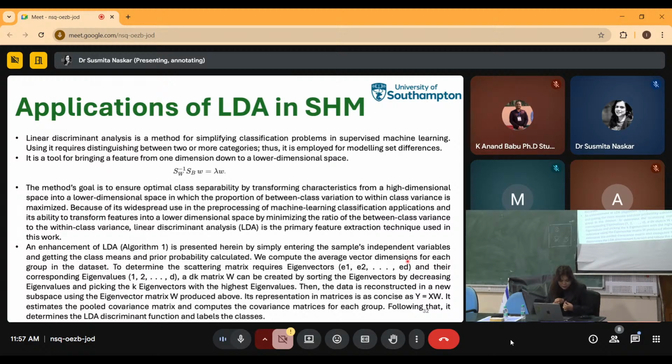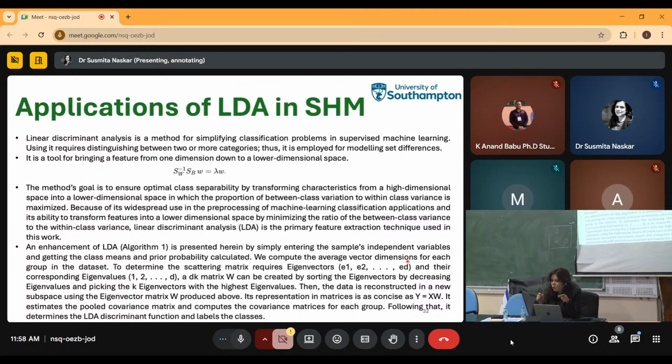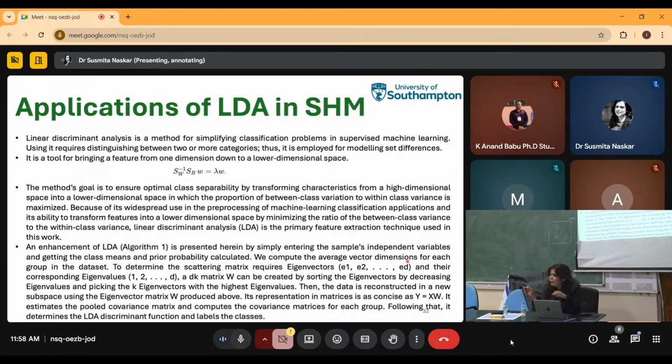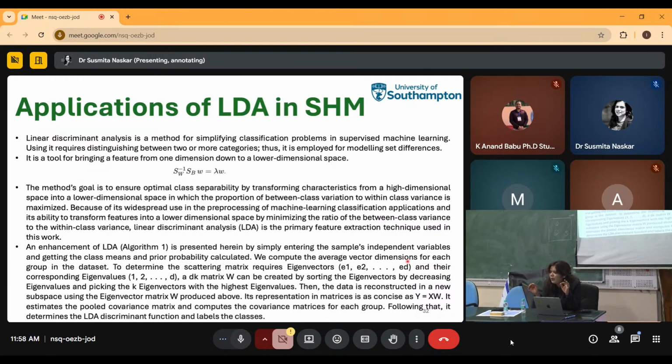But you have to remember that this is a supervised method. You have to identify healthy and damaged states very clearly. If you do not label the data, you will not be able to use this one, right? So that's the easiest way to calculate multiple categories using LDA. That's the best feature about LDA.